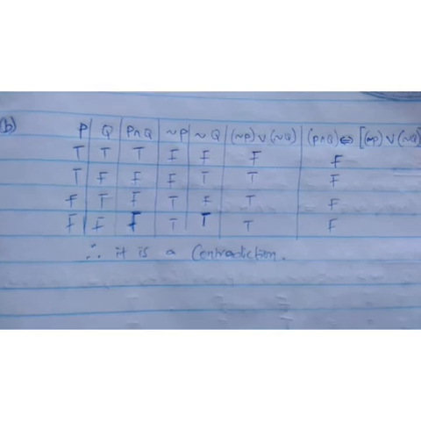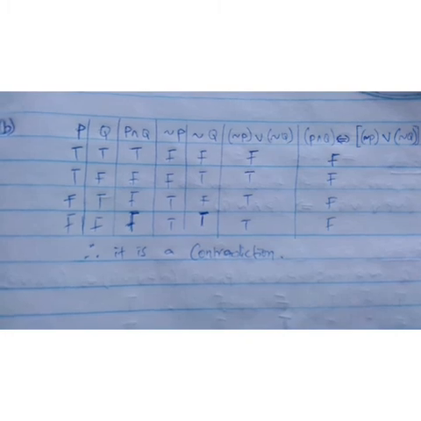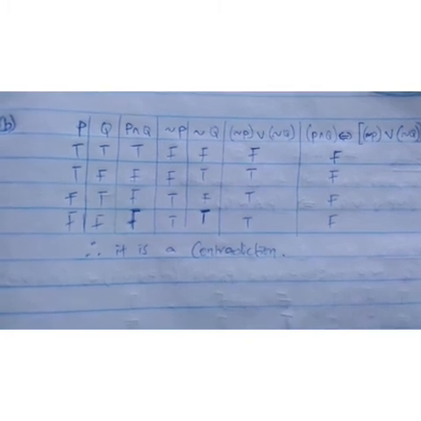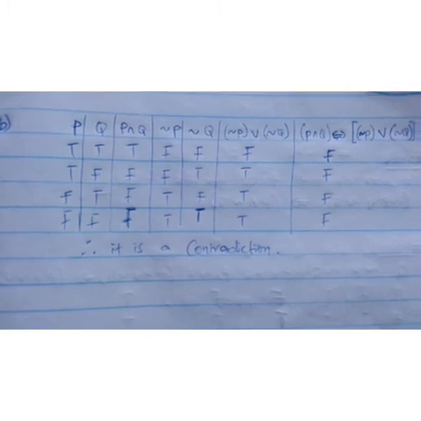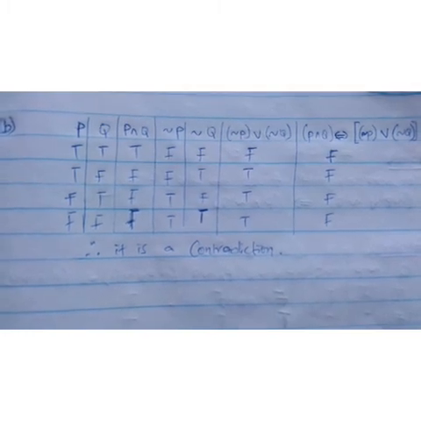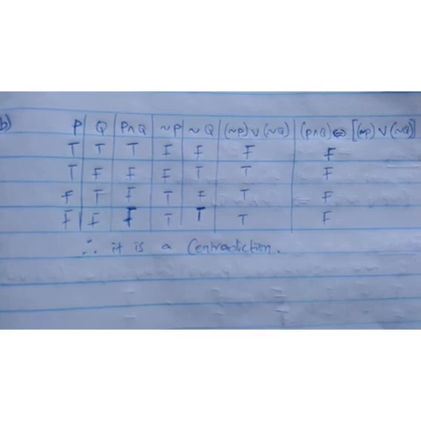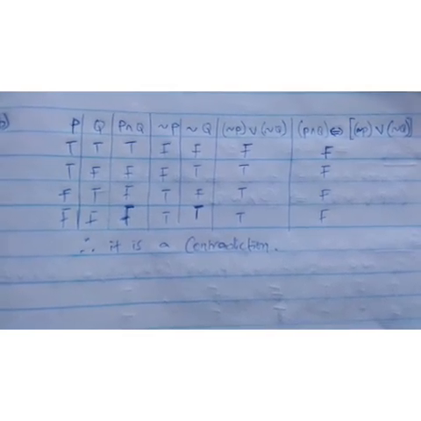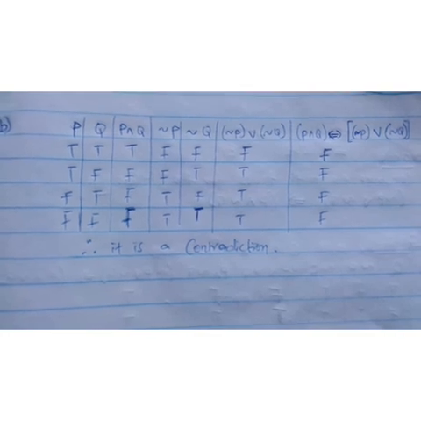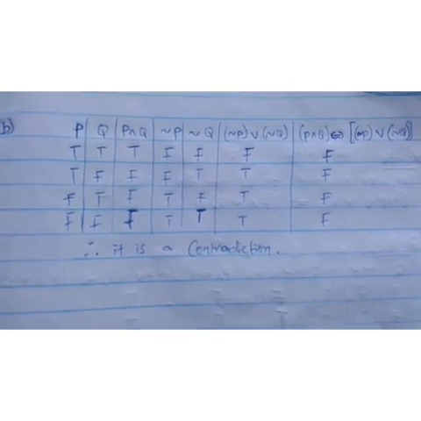Okay, for the second question now, we have to get our P and our Q values, which is TTFF for P and TFTF for Q. In this case, we have to look for P and Q first, which is TFFF. Then we look for not P, which is FFTT, and not Q, which is FTFT. We look for not P or not Q, which is FTTT. Then the combination gives us FFFF, which implies that this question is a contradiction.